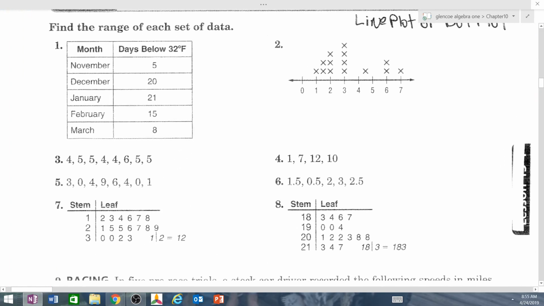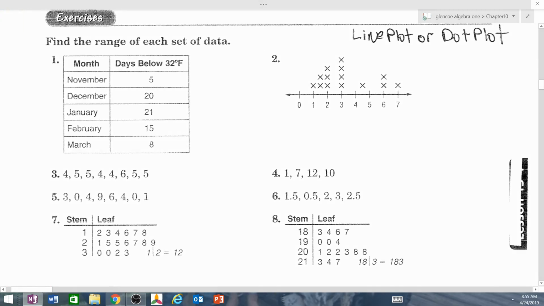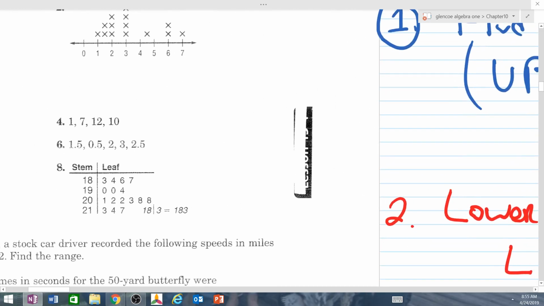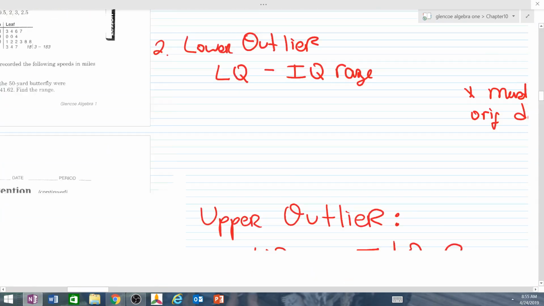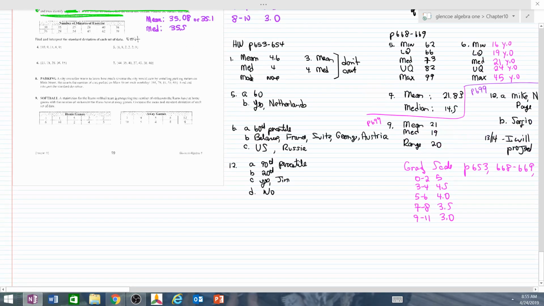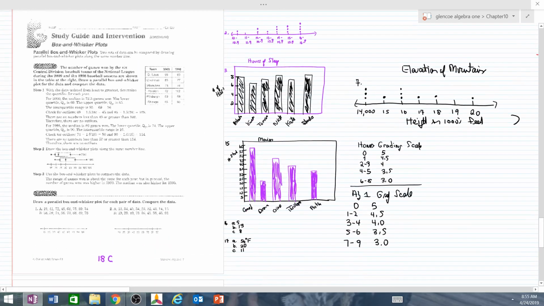Okay, so let me just say that we should be able to find the range of a set of data, whether I give it to you in a table, a chart, a line plot, a stem and leaf plot. So let me talk about a stem and leaf plot for a minute. A stem and leaf plot. And I know we're kind of bouncing back and forth, but unfortunately it's necessary to do so because we need to make sure that we are giving you everything that you need.